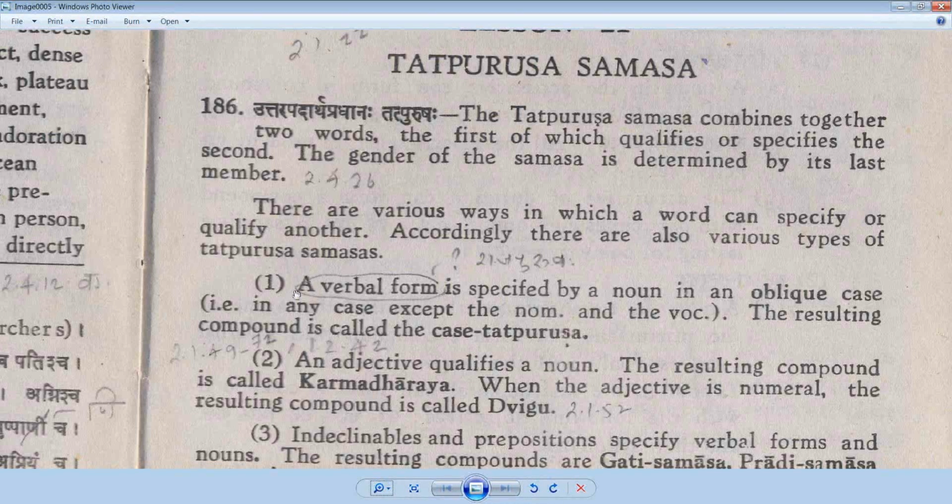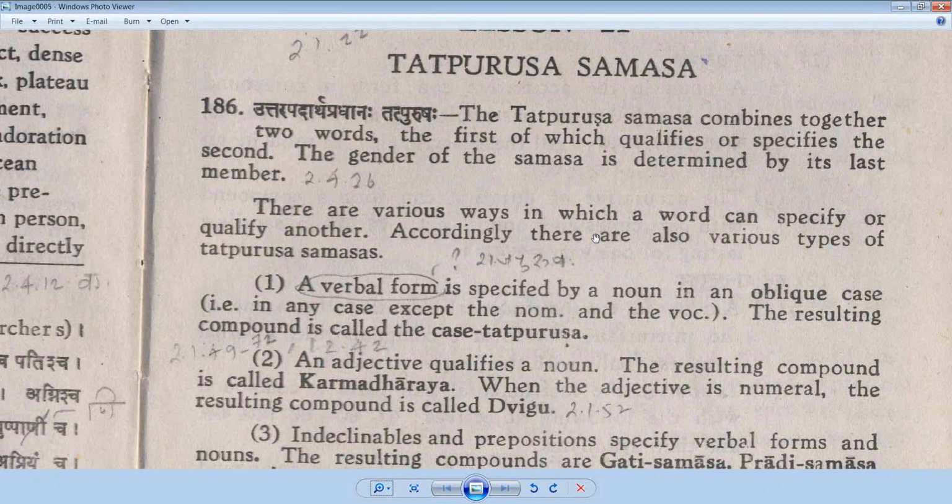Chintanyamidam. I don't know what this is. Verbal form is specified by a noun in an oblique case. I don't know what this verbal form is. I think it means a compound form maybe. That's my guess. I don't know what verb, because it's not a verbal form. Verbs don't compound. So I don't know what that is. If you have any idea what that means, let me know. But I think just make it like a compound form maybe. It's specified by a noun in an oblique case, that is in a case except the prathama.